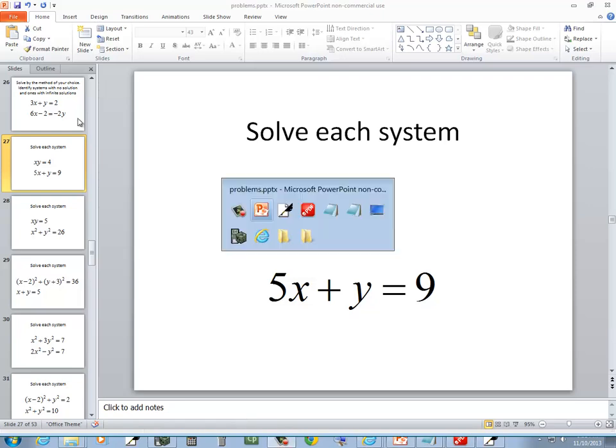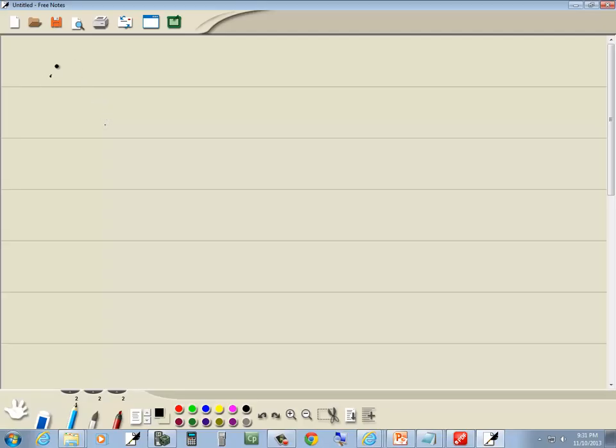Let's solve this system. We got xy = 4, and 5x + y = 9.